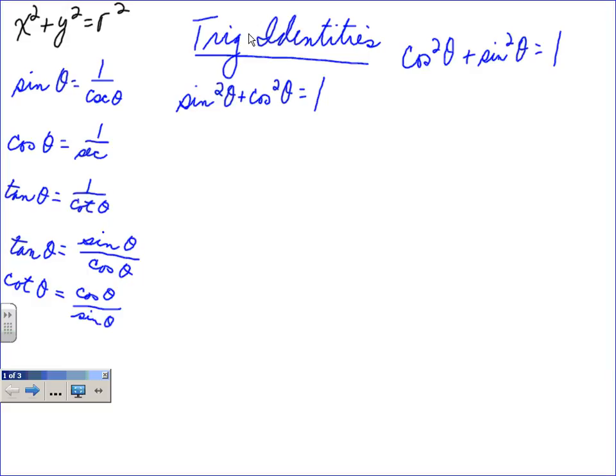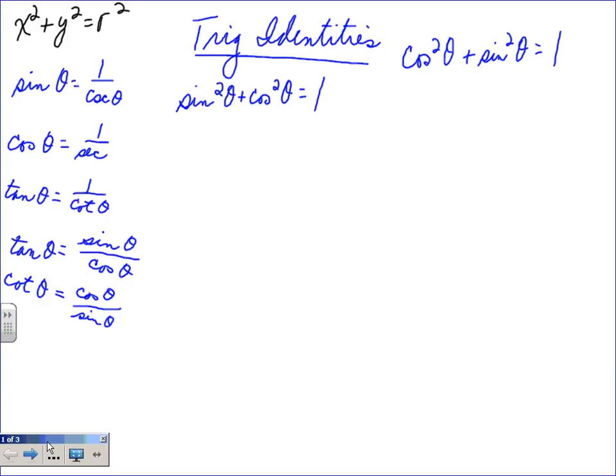Up on the board over here on the left-hand side, I wrote down identities that we already know, definitions that we already know. I know that x squared plus y squared is equal to r squared. That's our Pythagorean theorem. I know that sine is equal to 1 over cosecant. Cosecant is equal to 1 over sine. They're reciprocal functions of one another.